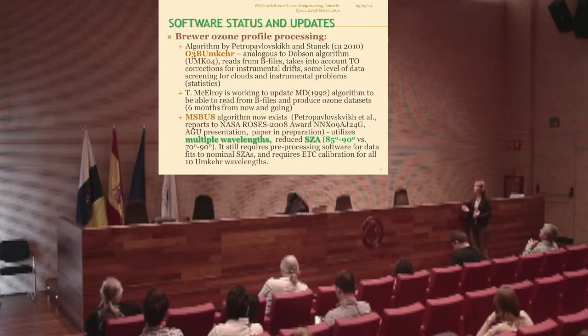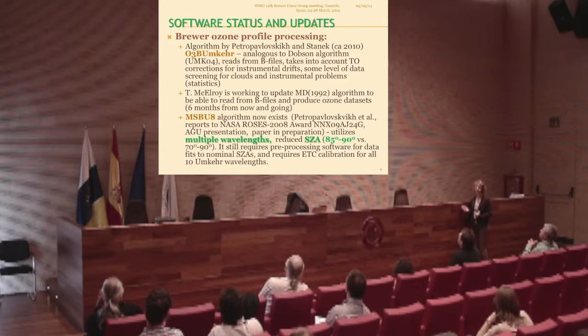So you have a choice of doing different ways, different algorithms to derive the Umkehr ozone profile. One algorithm is developed for the Dobson, and it's a modification of Carl Mateer's old 1992 algorithm. And I'm saying that Tom McElroy is working on being able to read from the B files and produce ozone data sets six months from now, ongoing, right?